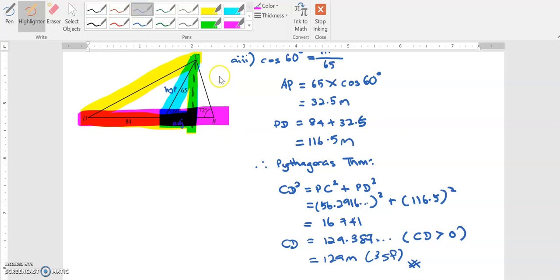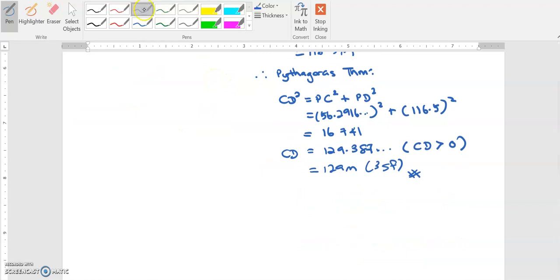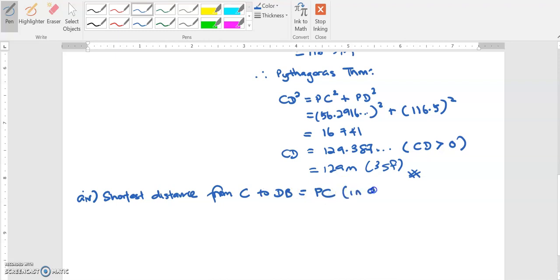So hence, in part 4, the shortest distance from C to DB is actually the PC in the diagram, which is also your 56.2916, and so on and so forth. And in 3SF, this time around, you can round off because it's the final answer. It's 56.3 meters in 3SF. And that's part 4.